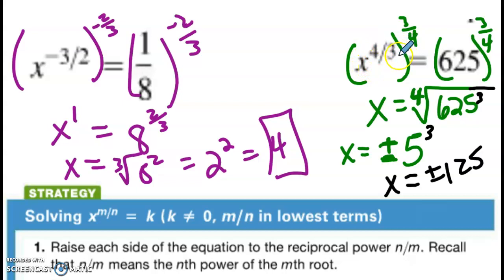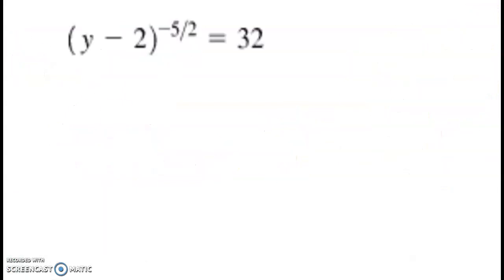125 to the 4/3 is 625. And negative 125 to the 4/3 is 625. 2 answers. Sorry about that. I just kind of dropped the numerator. Okay, so here we'll solve this problem. We'll raise each side. Let's see. Give you a chance to write it down.